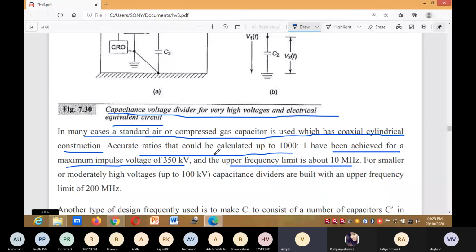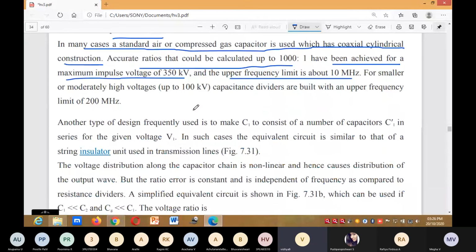For small or moderately high voltages, that is up to 100 kV, the capacitance dividers are built with an upper frequency limit of 200 megahertz. Another type of design frequently used is to make C1 consist of a number of capacitors, that is C1 dash, in series for the given voltage V1.